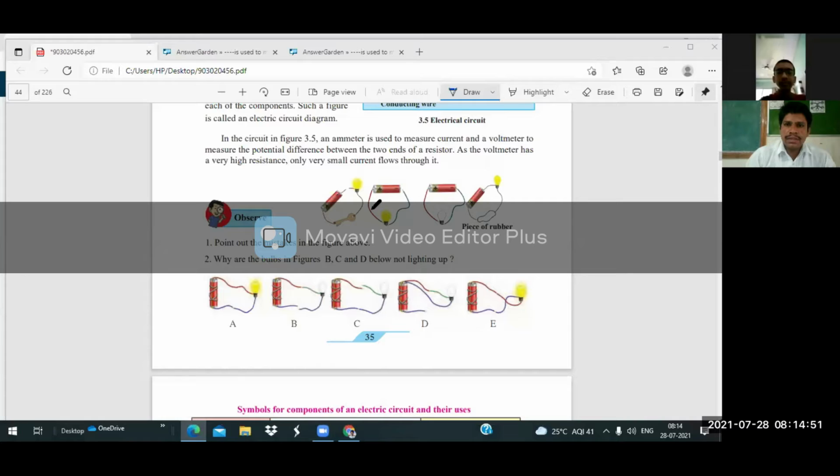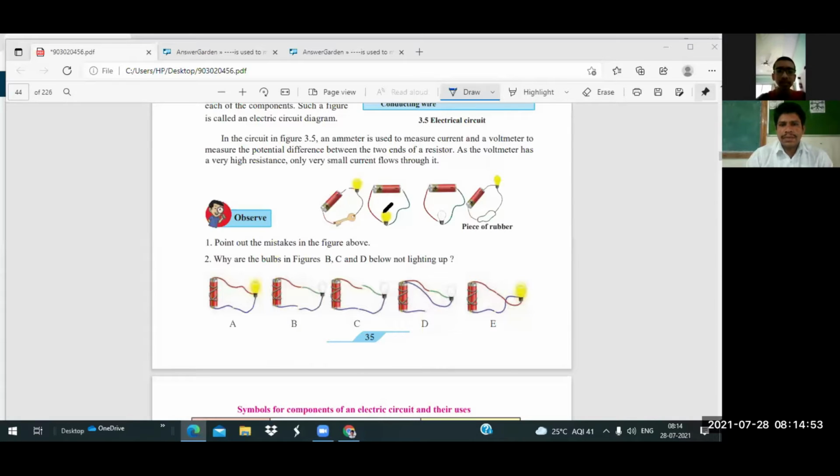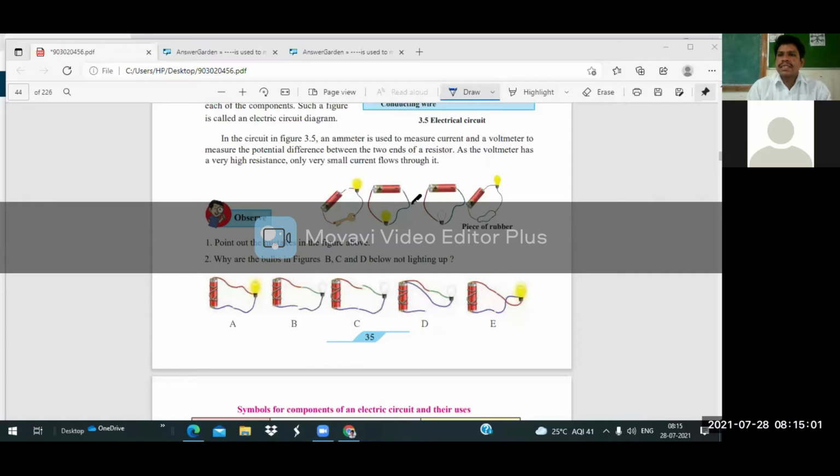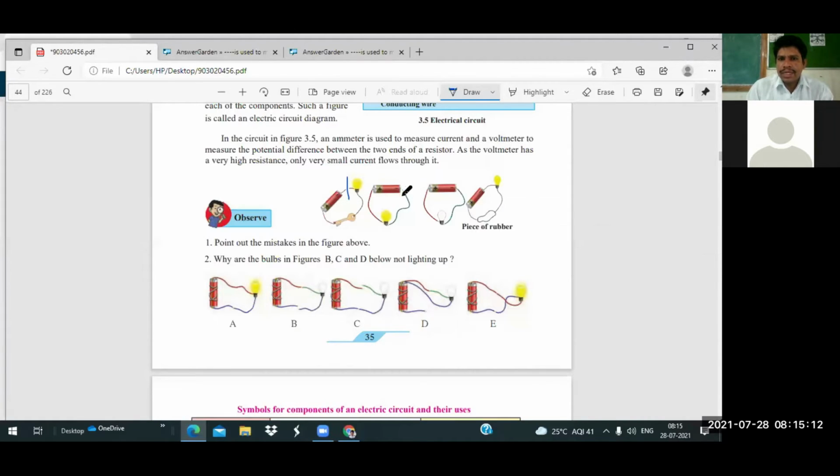From this first figure, you will see this battery or cell is connected to this key. Through the key also we can connect, because metal is also a good conductor of electricity and heat. But here the circuit is not connected, and due to this it is not disconnected, yet the bulb is glowing. So that is the mistake. In the second, the negative connecting wire is not joined on the negative side, yet the bulb is lighting. This is a mistake. And here the whole circuit is completed, but the bulb is not lighting. This is a big mistake.